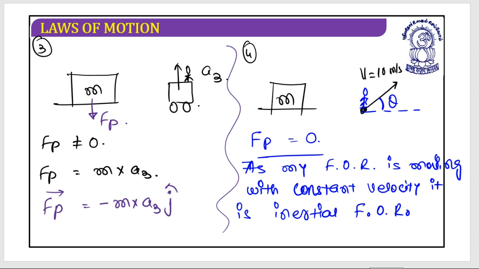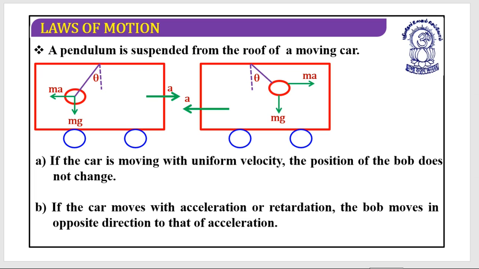What amount of pseudo force should be applied? It is mass times acceleration, where mass is the mass of the object on which the pseudo force is needed, and acceleration is the acceleration of the frame of reference from which observations are being taken. I hope this is clear. Is it clear? Are you sure? Great. So now let's understand one practical situation using pseudo force. Let's suppose a pendulum is suspended from the roof of a moving car.